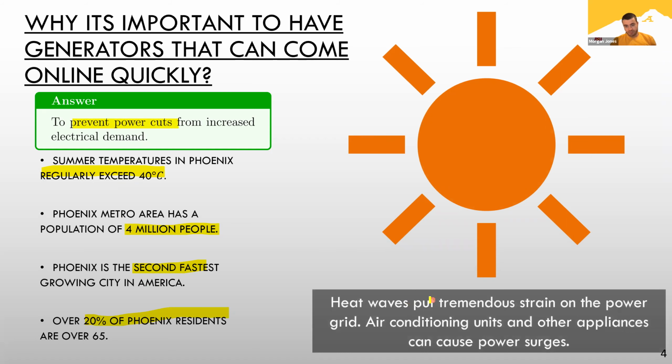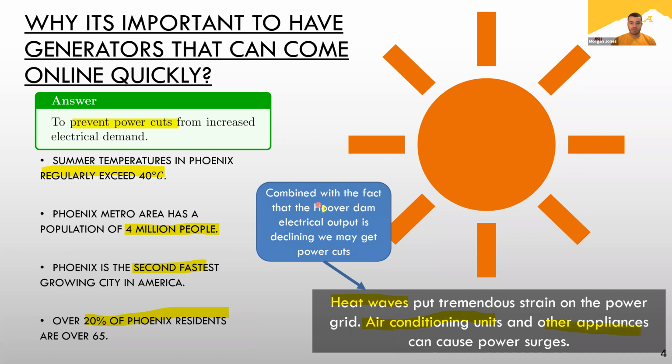Heat waves that often occur in Phoenix in the summer put tremendous strain on the power grid because many of the residents turn on the air conditioning units and other appliances. Combined with the fact that the Hoover Dam now has reduced electrical output that helps to support Phoenix, we may get more power cuts in the future, which are dangerous because many of the air conditioning units will turn off.